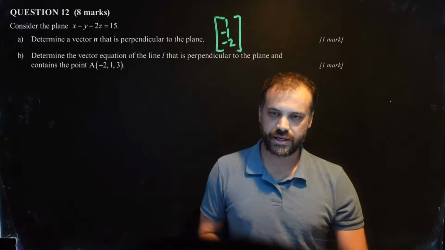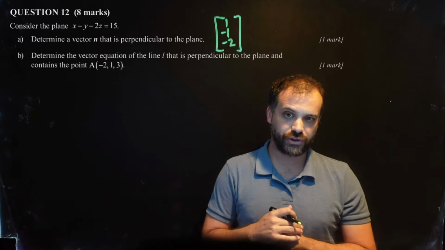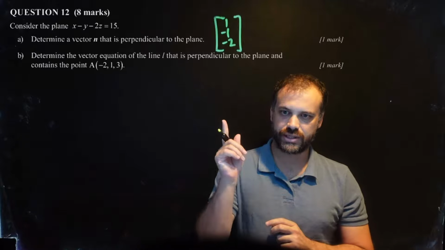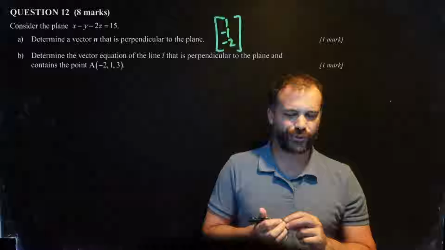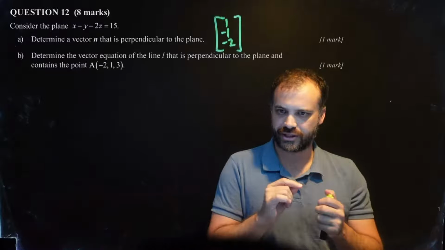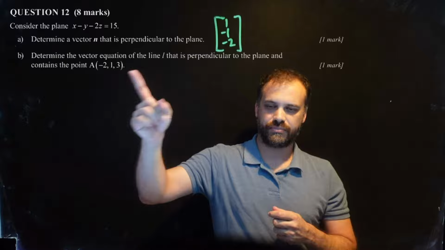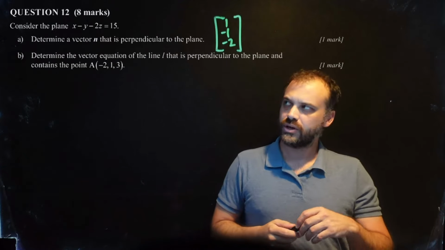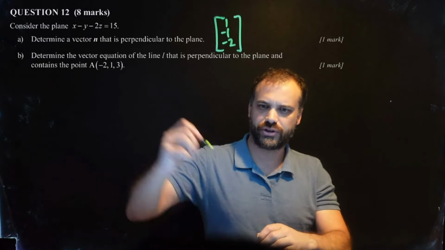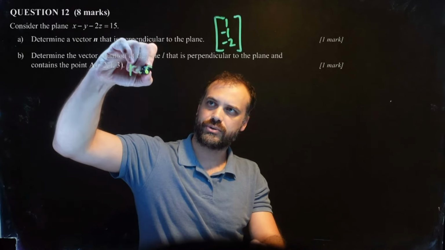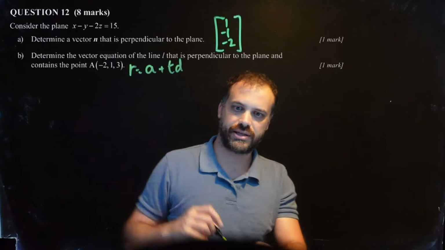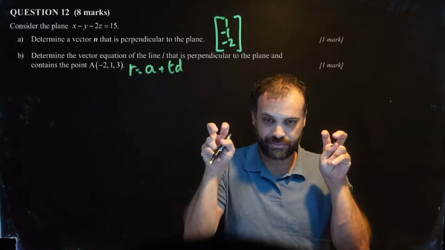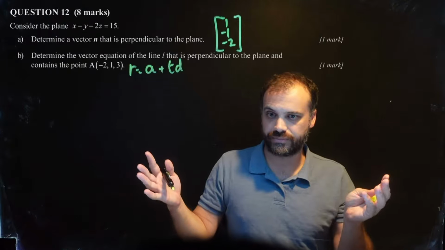So part B says, determine a vector equation of the line that is perpendicular to the plane and contains the point negative 2, 1, 3. Oh, okay, this is a trick question because I'm thinking planes, but then it says determine the vector equation of the line. Okay, so how do we do a vector equation of a line? R equals A plus TD, where A is some point on the line, some starting point, but it's really just a point on the line.